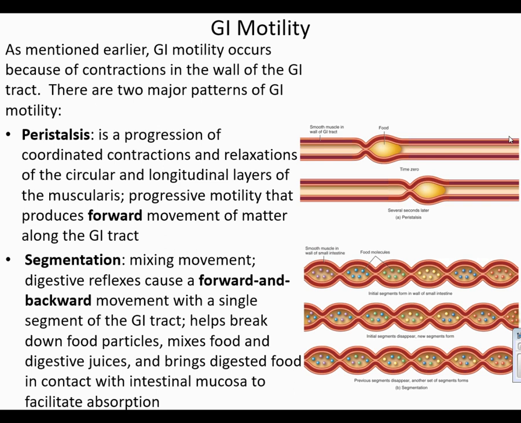Segmentation is a mixing movement involving digestive reflexes that produce that forward and backward movement within a single segment of the GI tract. This is an example of mechanical digestion. So this helps chop up food into smaller pieces, like chopping up the toothpaste into a glob on one side and a glob on the other side. This does not take place in our esophagus, but we will see segmentation in some of our future organs.